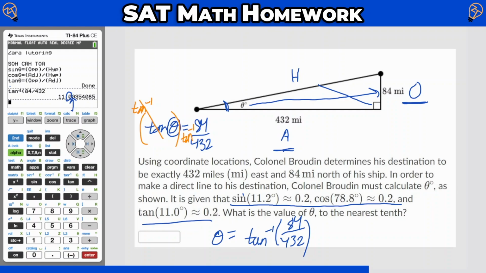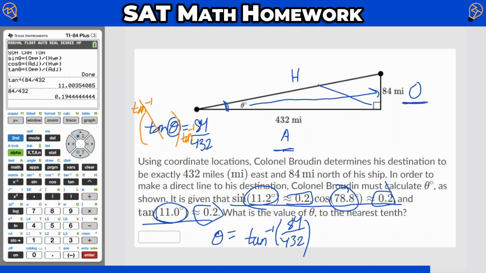Now that might look familiar here. You're seeing, oh, I see an 11.0 here, whereas these are 11.2 and 78.8. The idea of it being equal to 0.2, because if you do 84 divided by 432, you get about 0.2. And they wanted to see if you knew which trigonometric function related those two sides. Since it's tangent, the angle from tangent would be 11.0.